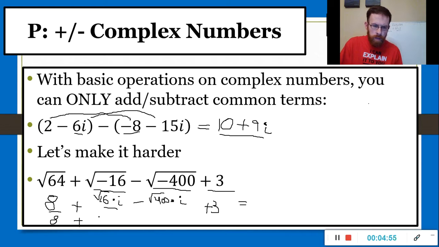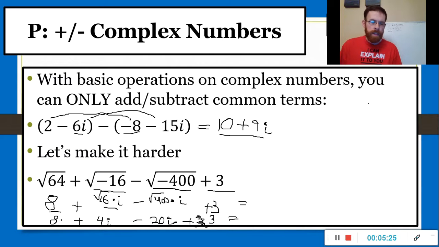plus 4i. 8 plus 4 i's, ha ha ha, puns. Anyways, minus square root of 400 is 20, minus 20i plus 3. Gosh, this is not pretty. But we do the best we can with what we have.